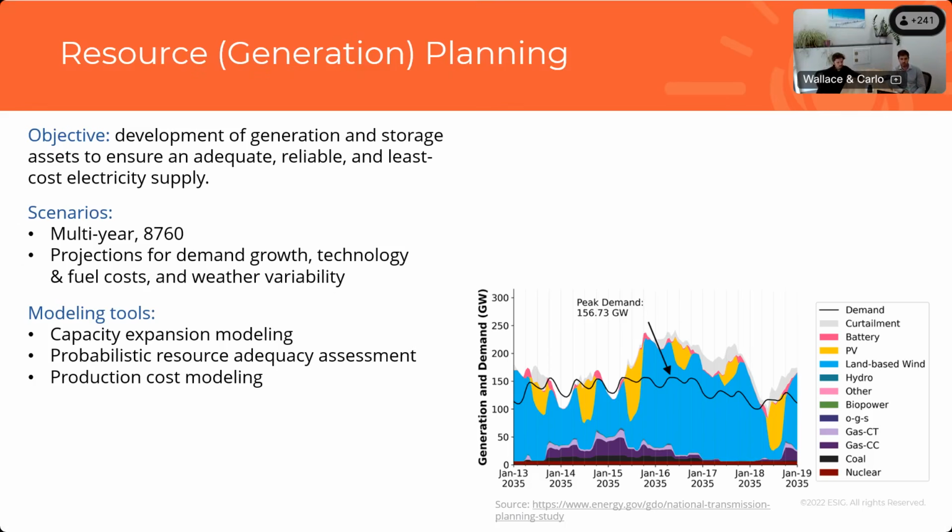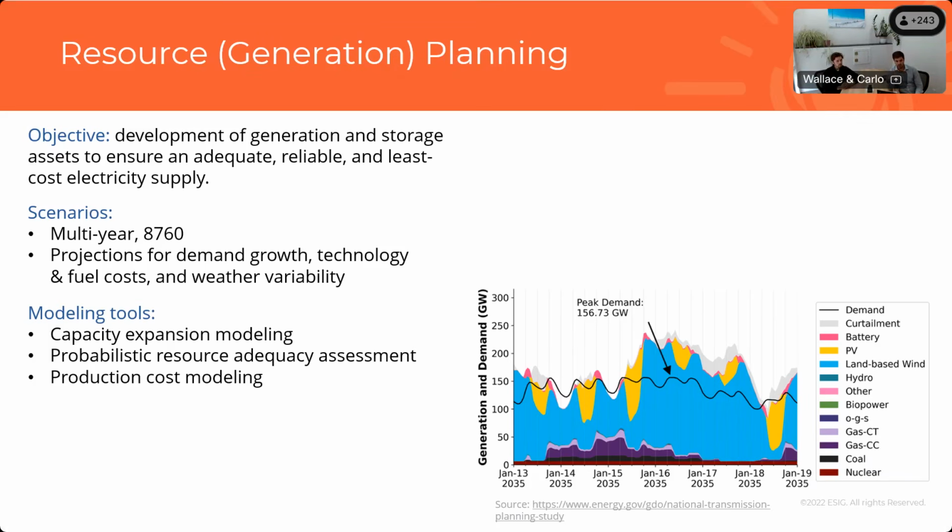I'm going to use probabilistic resource adequacy assessments, where I'm going to run probabilistic models to evaluate the ability of the system to meet demand during every hour of the year under different potential futures. So looking at different potential weather years, different outage conditions of my different assets, etc.